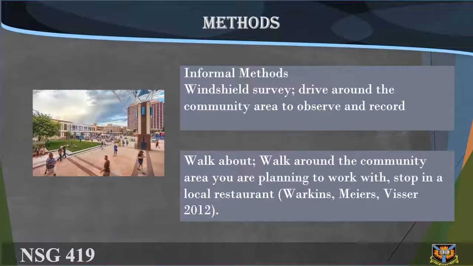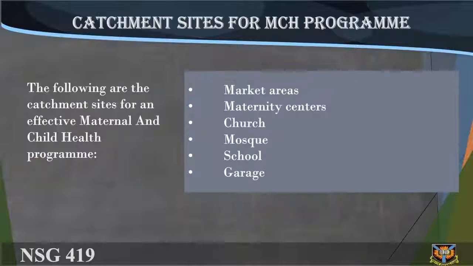Informal method. Windshield survey: drive around the community area you are researching and record your observations. Walk about: walk around the community area you are planning to work with. Stop in a local restaurant. Walk-ins. Meyers and Visa, 2012.